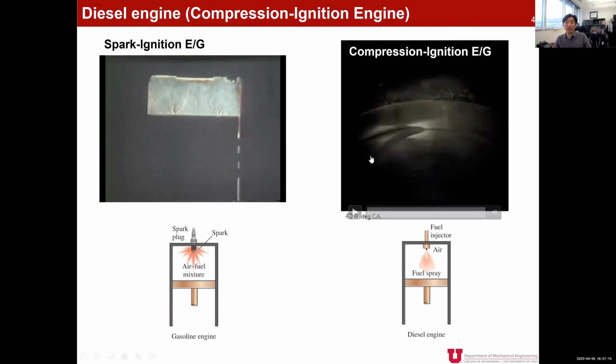And how about the CI engine? As I explained in the previous slide, the CI engine doesn't have a spark plug, but instead it does have a fuel injector. So you are going to watch: fuel is injected into the cylinder a couple of times during the compression process, and you can see how the flame propagates along the sprayed direction of the fuel. And let's take a look.